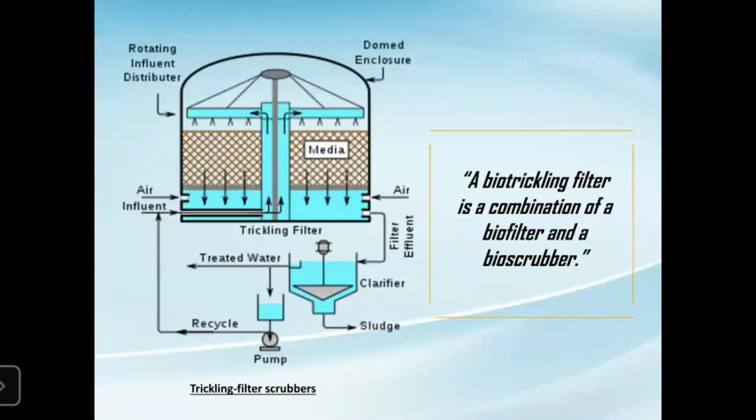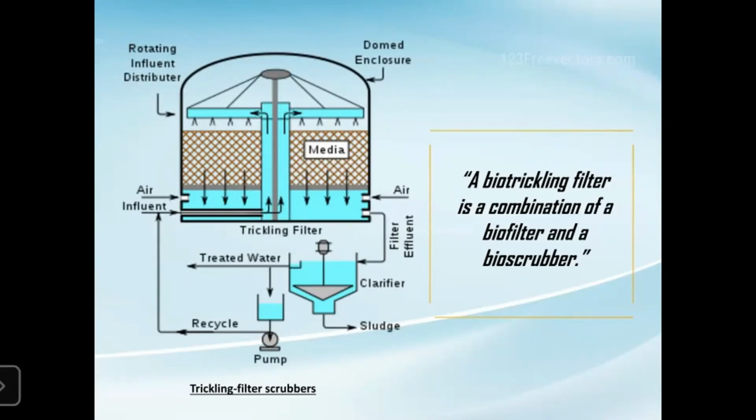Okay, now the trickling filter scrubber. This is a very important thing because it is a blend of a biofilter and a bioscrubber. When we talk about the biotrickling filter, it is a combination of a biofilter and a bioscrubber. The bacteria responsible for decomposition are immobilized on a carrier or filter material. The filter material consists of synthetic foam, lava, or a structured plastic packing. The surface must have a structure that allows biomass to bond to it effectively.